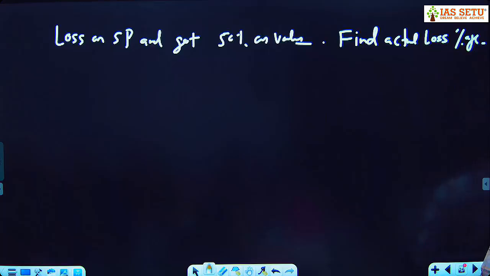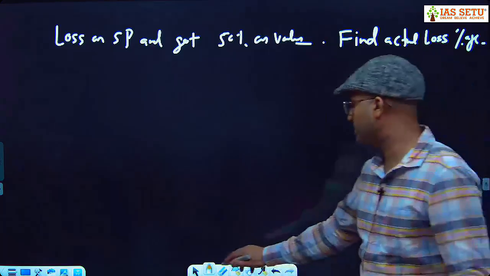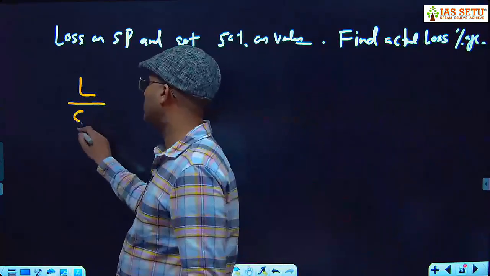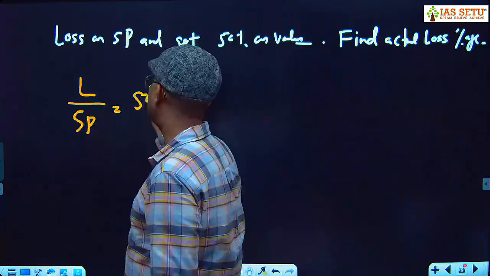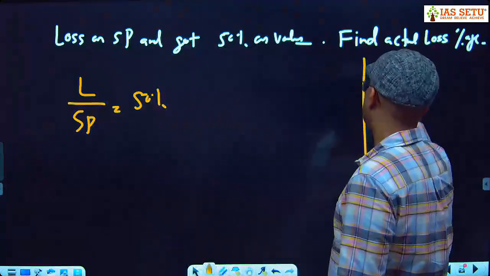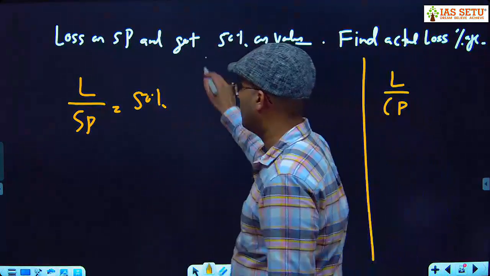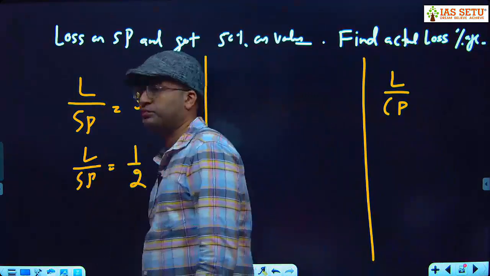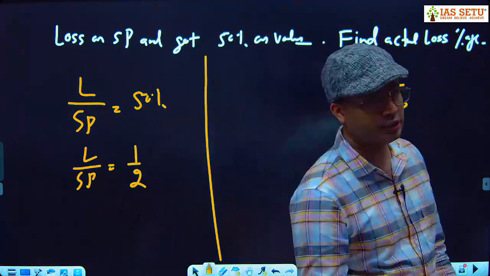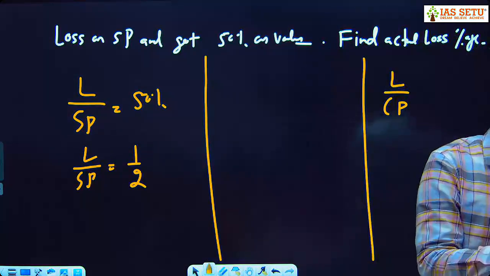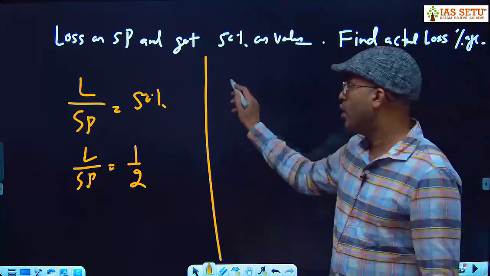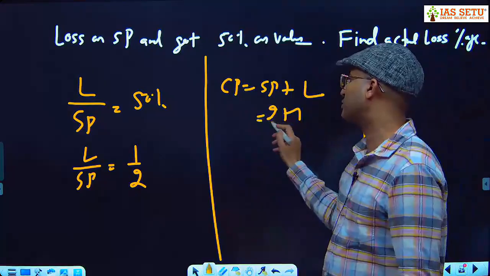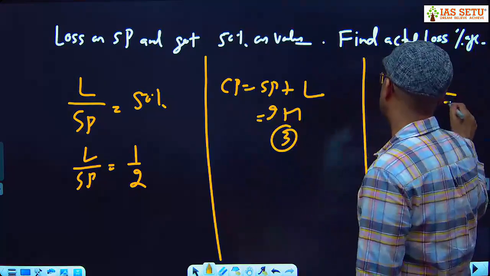क्या आंसर आ रहा है? 33.33%. Let us check. Here L upon SP is given 50%, but we have to find L upon CP. What is 50%? 1/2. I sold this marker in 2 rupees and I suffer 1 rupee loss. My investment 3 rupees. Or you can say cost price is selling price plus loss. 2 plus 1, 3. So your actual loss is 1/3.